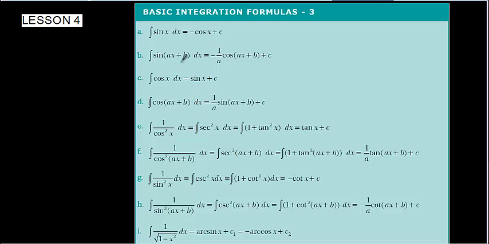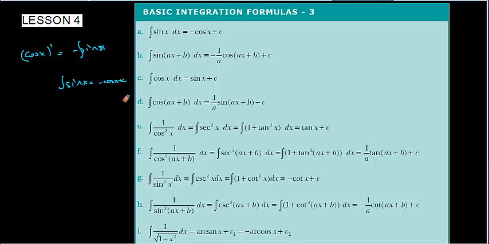We are going to continue to basic integration formulas. This time we have the trigonometric integration. If you remember the cosine x derivative, it was equal to minus sine x. So the integral of minus sine x should be cosine x. So the integral of sine x only is equal to minus cosine x plus c.